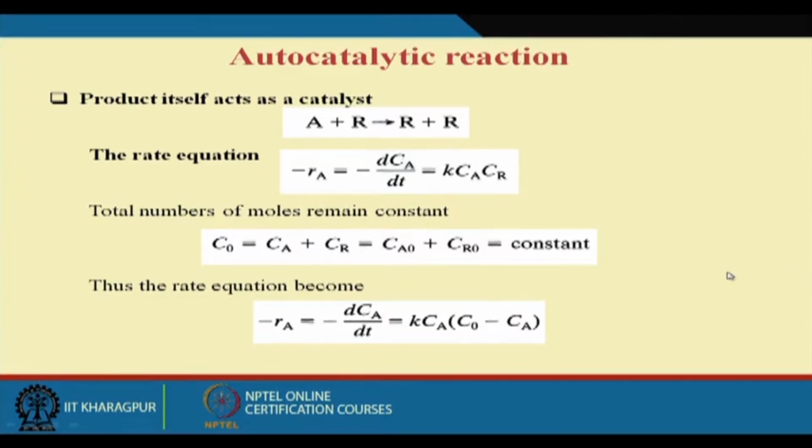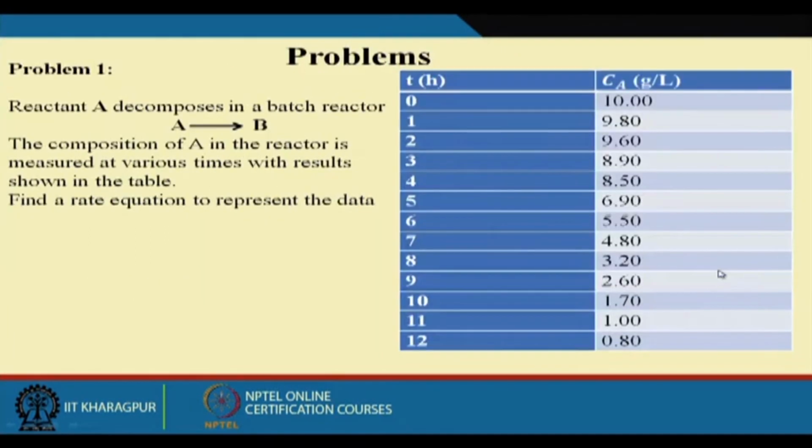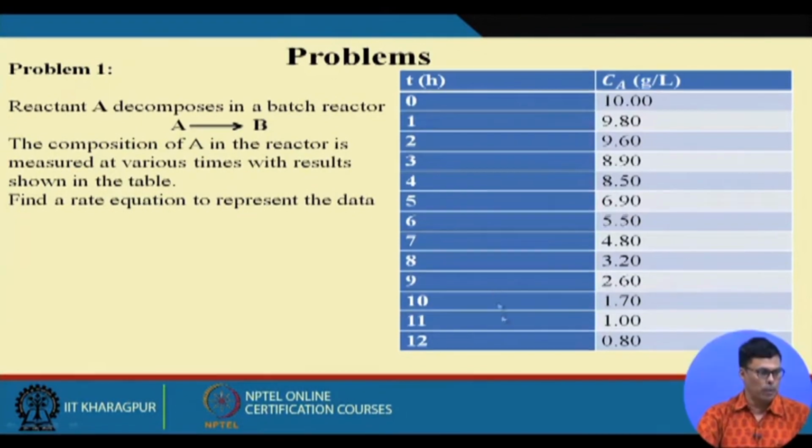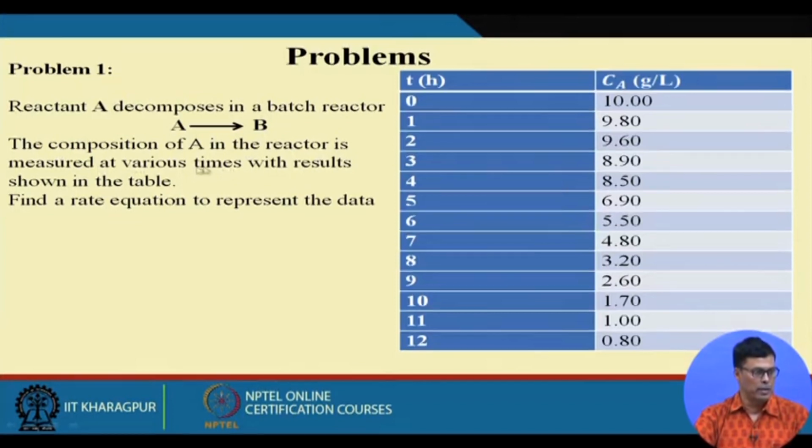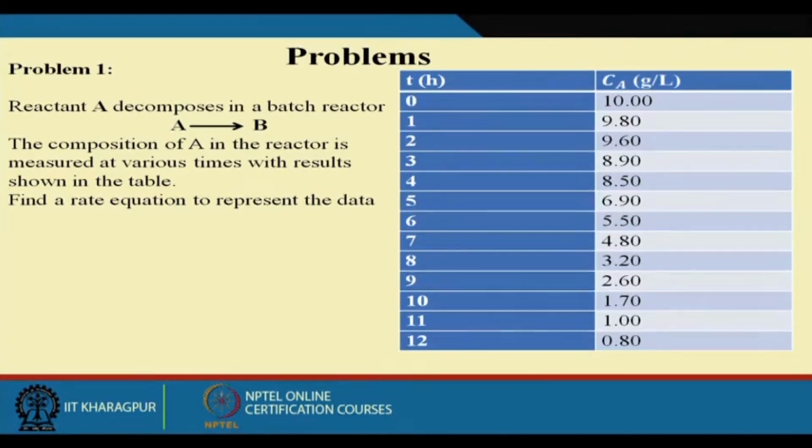Now, I am going to discuss some problems. The first problem that I want to discuss is this: let us assume the reactant A decomposes in a batch reactor, A to B, and the concentration of A in the reactor is measured at various times, with results shown in the table. Find the rate equation to represent the data. This is the simplest problem that we have.